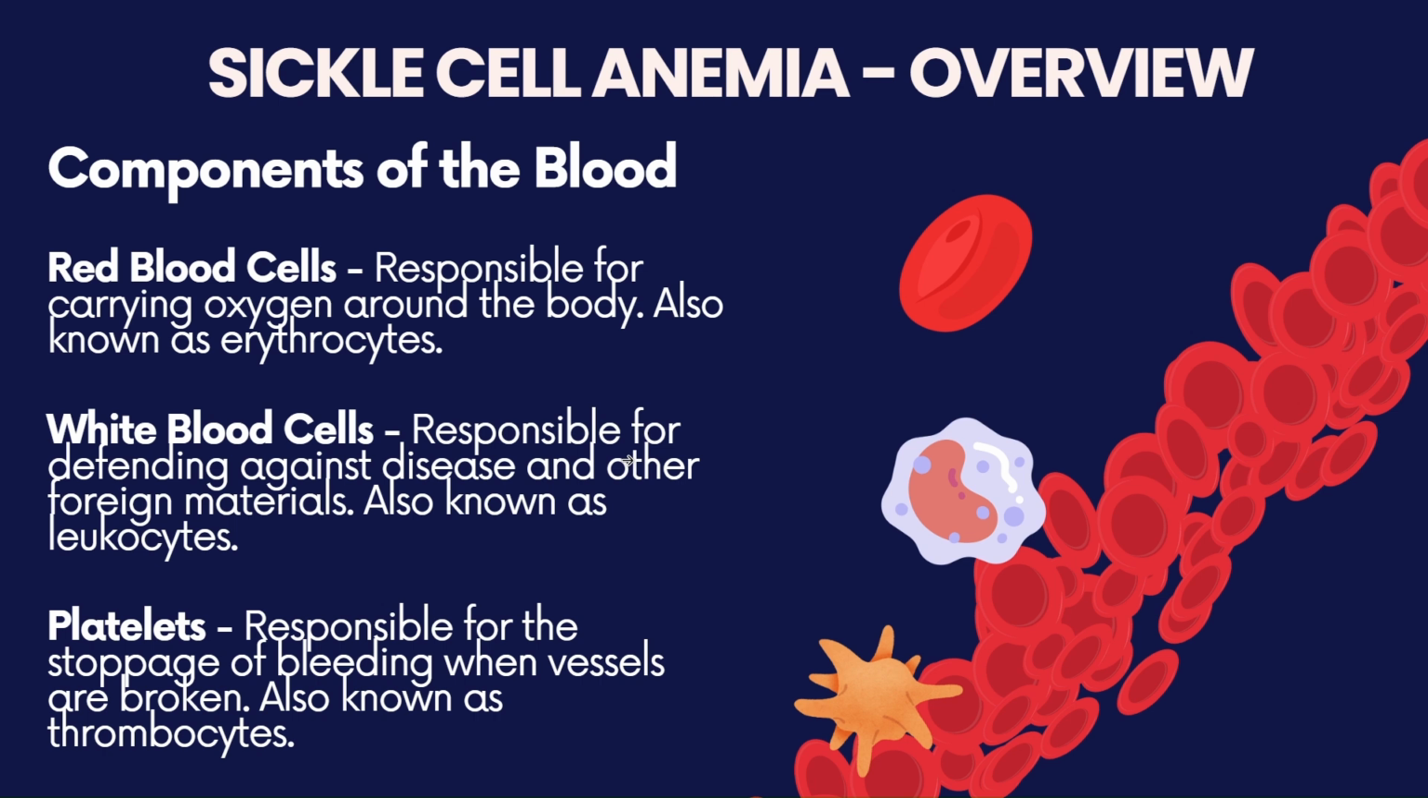Let's have a look at the components of blood. Red blood cells, also known as erythrocytes, are responsible for carrying oxygen around the body. Additionally, they exchange carbon dioxide for oxygen once they reach the lungs. White blood cells, also known as leukocytes, are responsible for defending against disease and other foreign materials, and platelets are responsible for stoppage of bleeding when vessels are broken by creating a thrombus or blood clot. These are known as thrombocytes.